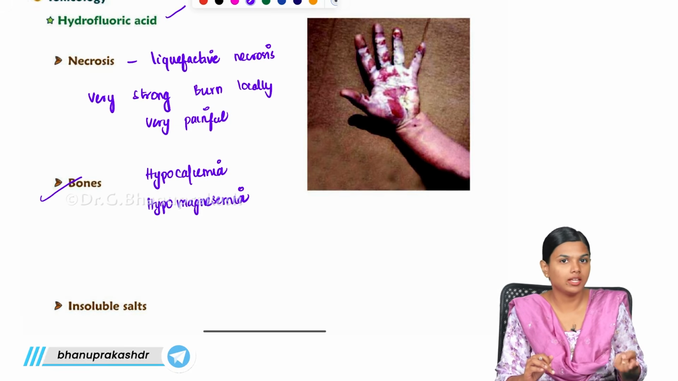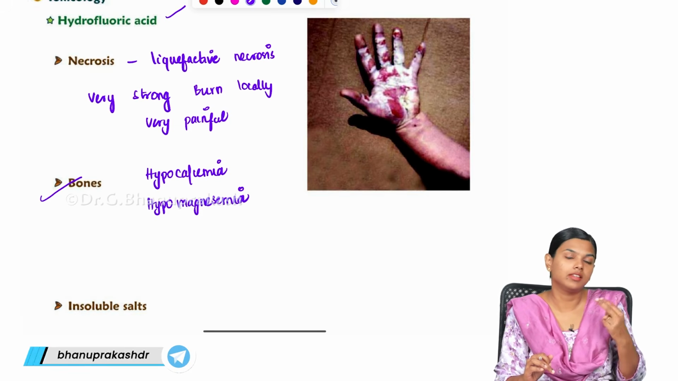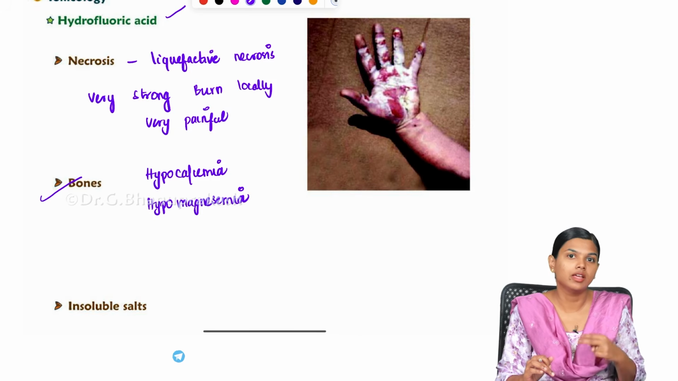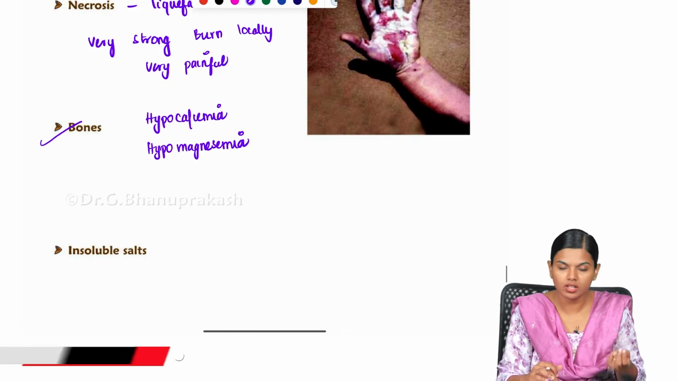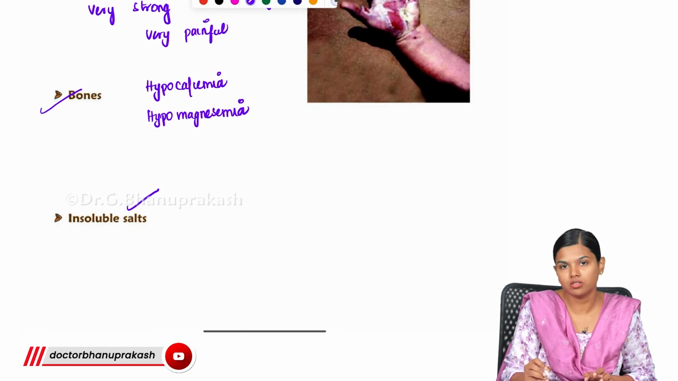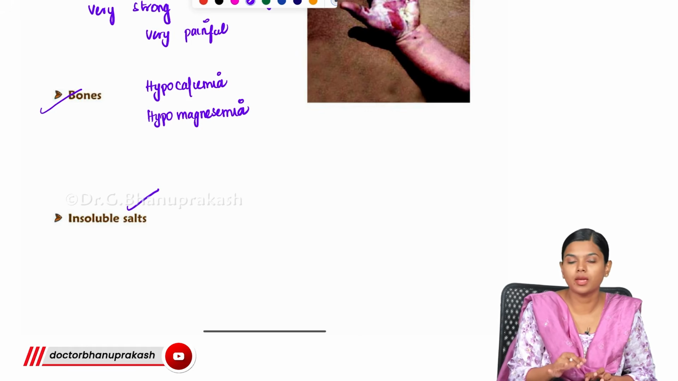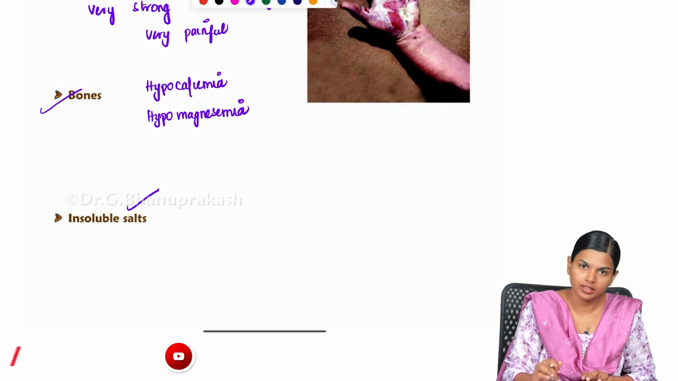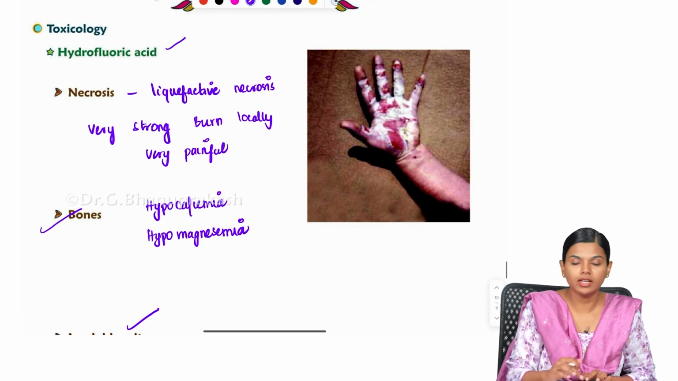So both oxalic acid and hydrofluoric acid, apart from the corrosive action, will cause hypocalcemia, and hydrofluoric acid will also cause hypomagnesemia. These salts will become insoluble salts. They will deposit all over the body, and because of this hypocalcemia and hypomagnesemia, death will result. So these are the important things in acid poisoning.